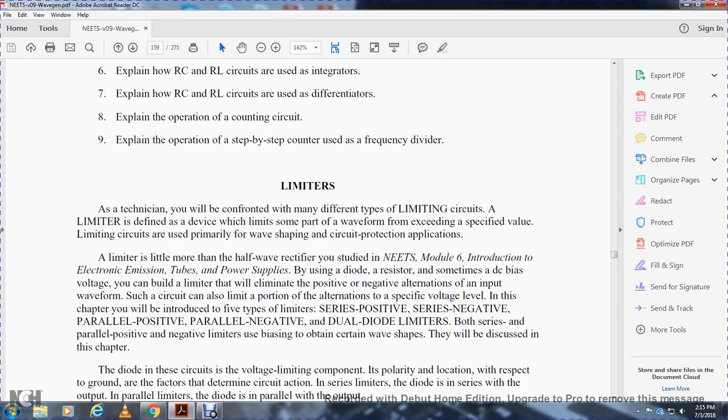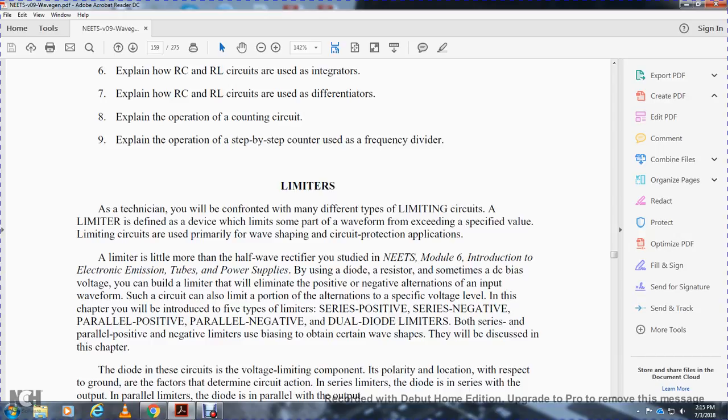The technician will be confronted with different limiting circuits. The limiter circuit is defined as a device which limits some part of the waveform from exceeding a specified value. This is primarily used for wave shaping, circuit protection, and other applications. A half-wave rectifier is a simple limiter, as covered in NEETS Module 6, Introduction to Electronic Emission, Tubes, and Power Supplies. By using diodes and resistors, sometimes with a DC bias voltage, you can build a limiter that will eliminate the positive or negative alternation of an input waveform, or limit portions of the alternations to a specific voltage.